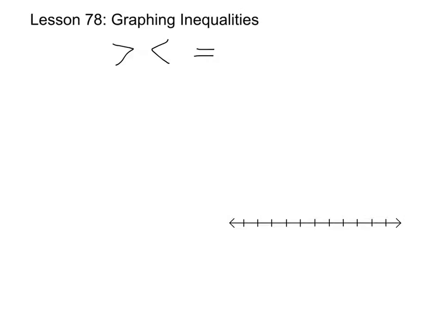We are now going to combine these symbols, the two inequalities, with the equal sign. When we do that, we get greater than or equal to and less than or equal to. Let's talk about how to graph numbers on a number line.